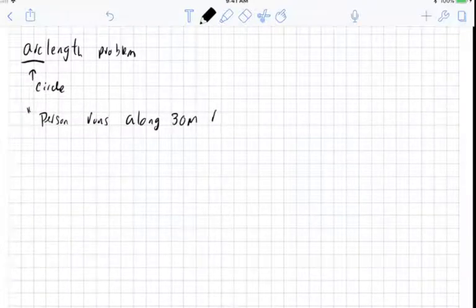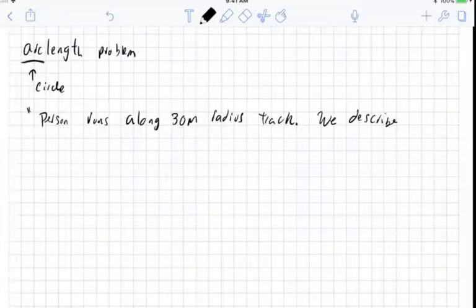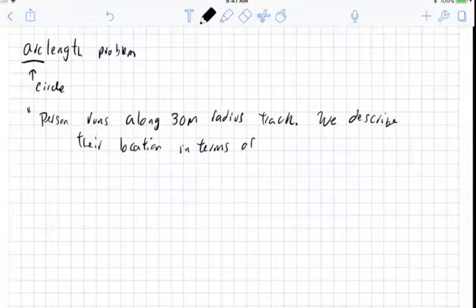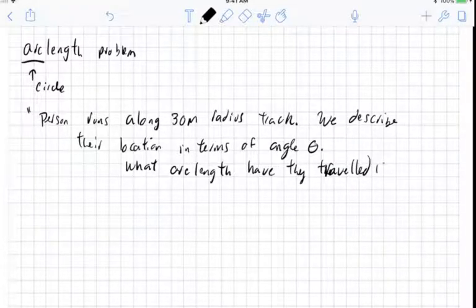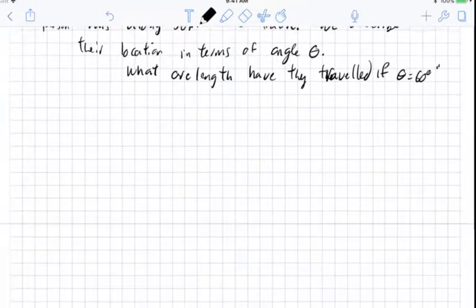A runner on a 30-meter radius track. We describe their location in terms of angle theta. What arc length have they traveled if theta is equal to 60 degrees? Okay, so this is a typical arc length problem.